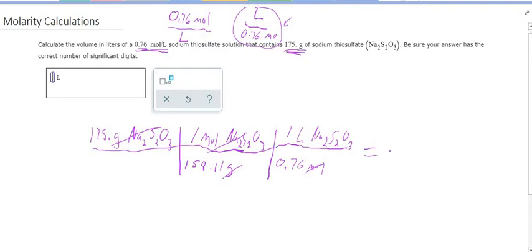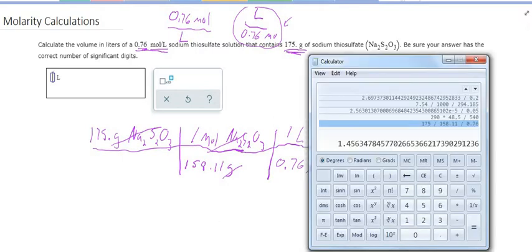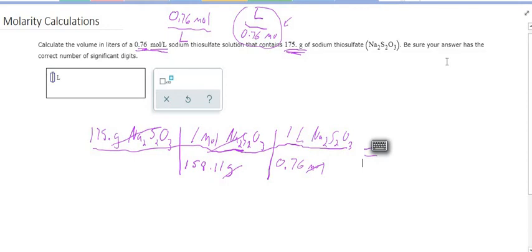And so if I solve for that, let me pull up my calculator here, I get 1.456 on my calculator. I need 2 sig figs, so that will be 1.5 liters of sodium thiosulfate.